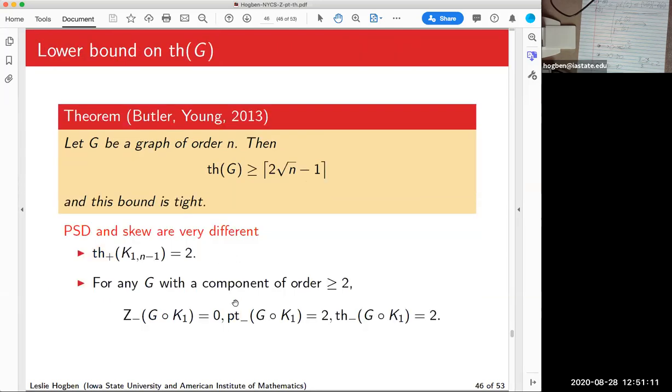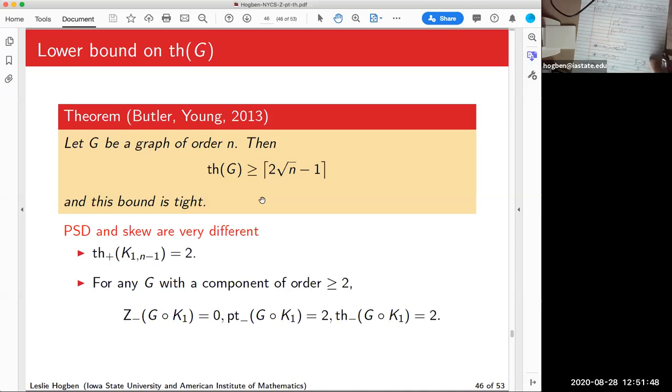So somewhere here, yeah, this is a slide I want to talk about. This is a lower bound on throttling number. Michael Young and Steve Butler proved that the standard throttling number of a graph is at least the ceiling of 2 root n minus 1. This is achieved by the path. And this comes from that inequality that I showed you, the lower bound on the propagation time. So then you can optimize the sum of the number of vertices used and the propagation time.